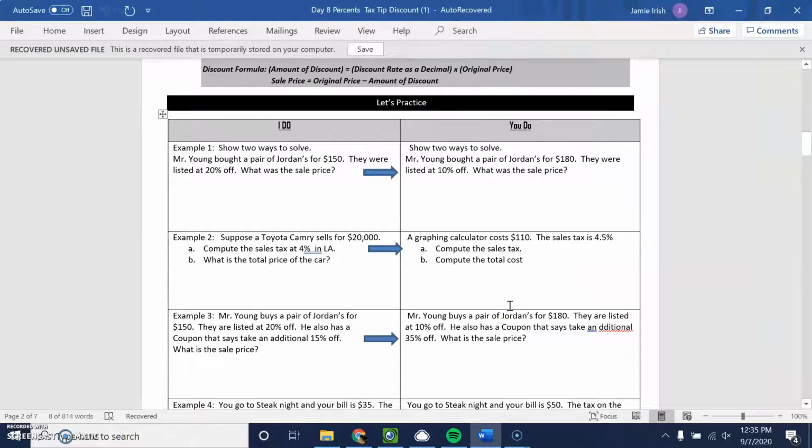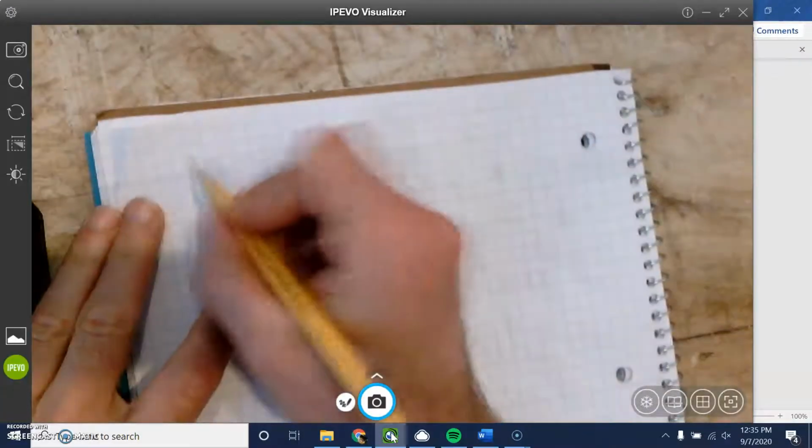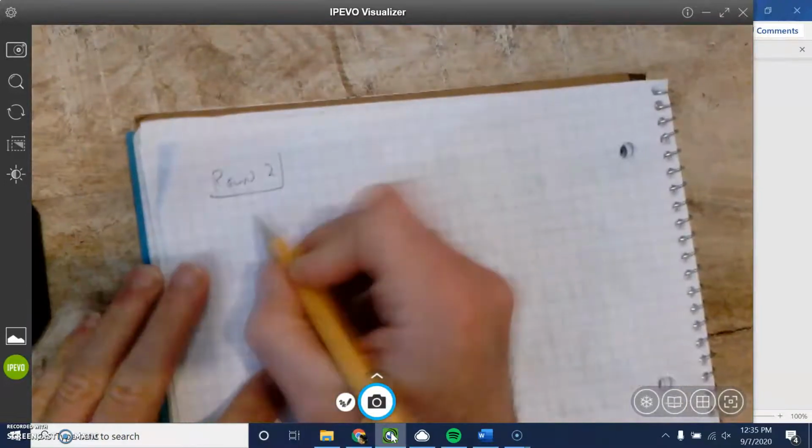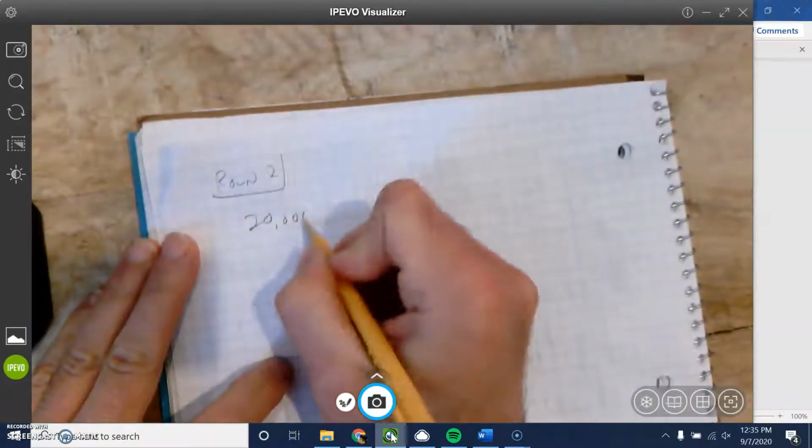Example 2. Suppose a Toyota Camry sells for $20,000. Compute a sales tax of 4% in Louisiana. What's the total price of the car? Okay, so let's go to our notes. So round 2. You're buying a car, a Toyota Camry, it's $20,000.